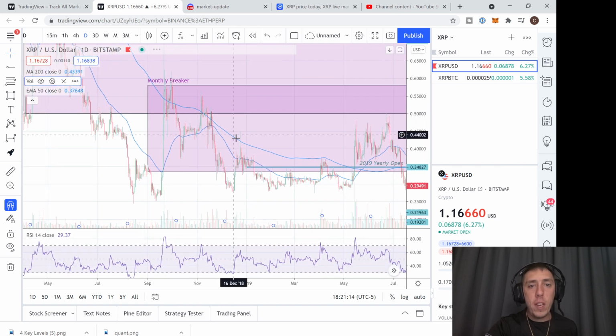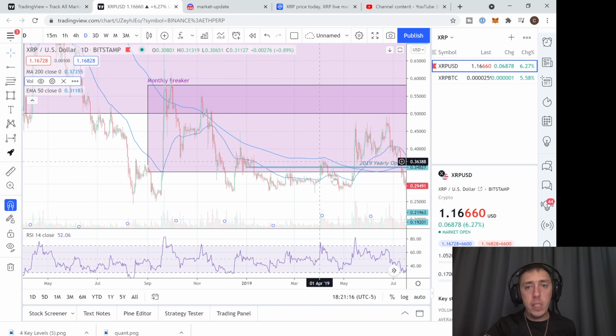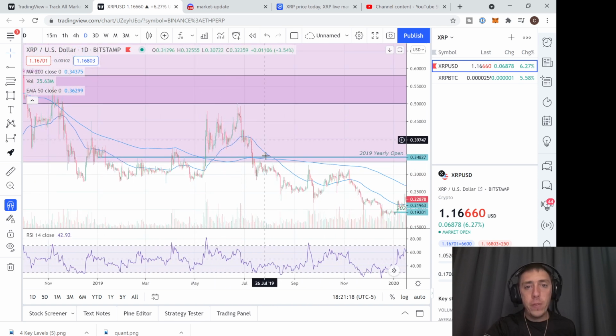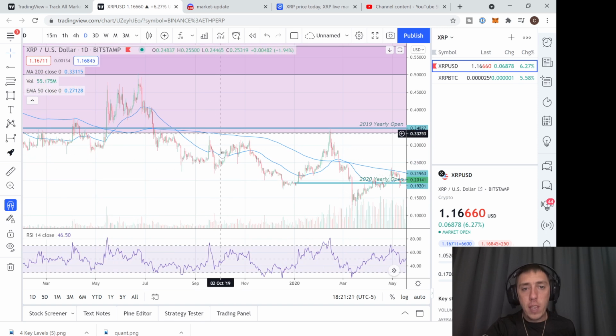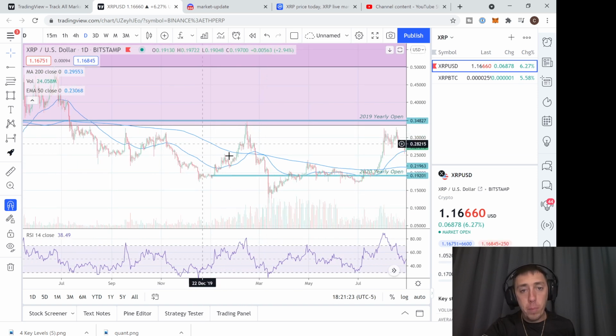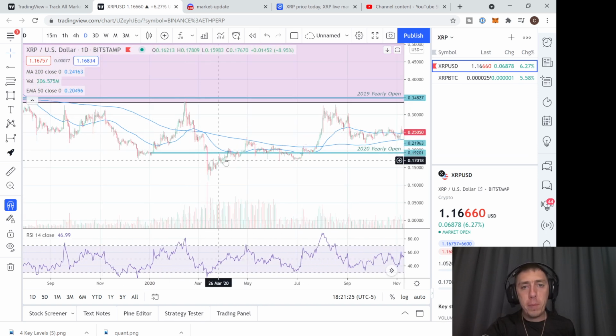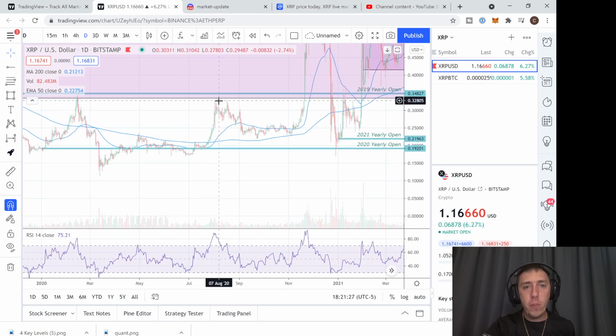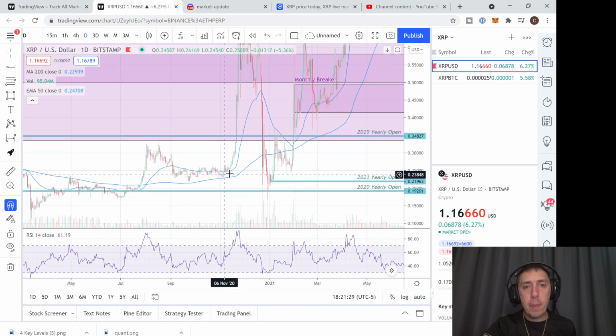So over here, lost it. We stay below it. Got on top of it, but lost it again. Tapped it. A little bit of a bull trap though. Tapped it, got above it, right? Held above it, and then what happened?